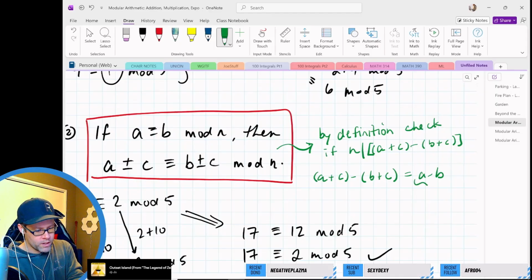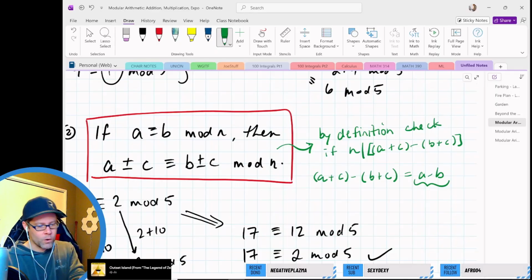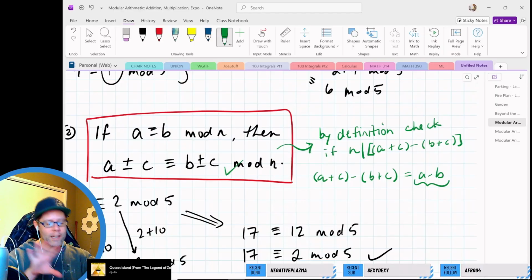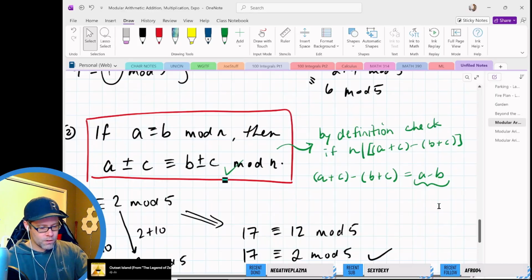But we already know that n divides a minus b. That was the definition of how we set up the congruence in the first place. So this is going to be true, right? We know for a fact that this has to be true. We can check it algebraically as well, and everything checks out. So yes, this is true.